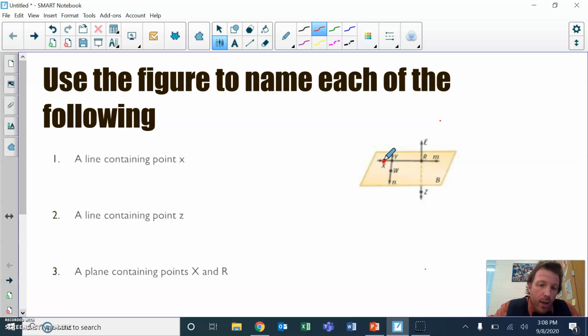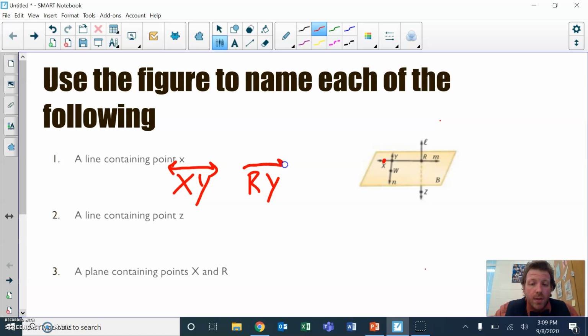And so we could call it like this. We could say XY, but we got to put a line on top of it to show that. We could say YX. That works too. Because, well, order doesn't matter in this. Because when we're talking about lines, it doesn't matter the order of the way you put those letters. It only matters when you're talking about rays. So we could also do something like RY.